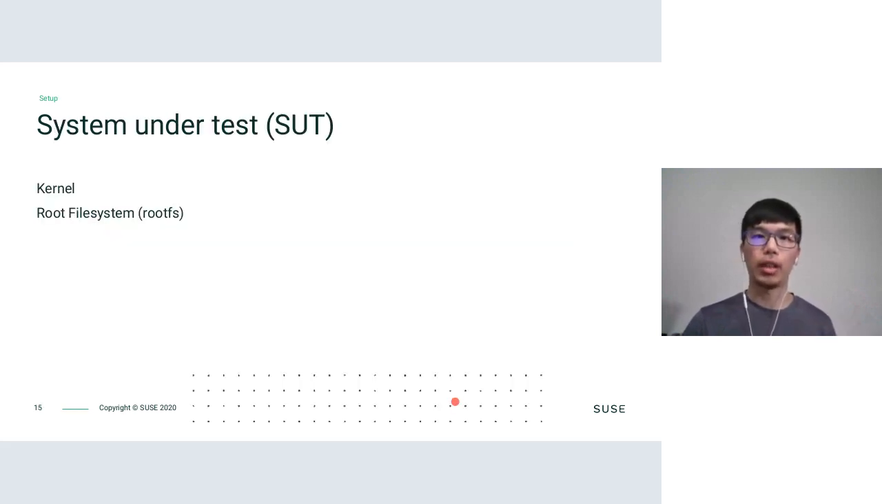Next, I also need to set up the system under test. So the one that the reproducer is running on. There's two parts to it, of course: the kernel, which I'm testing, and also the root file system, which will help me start the virtual machine and have an environment for the reproducers to run.